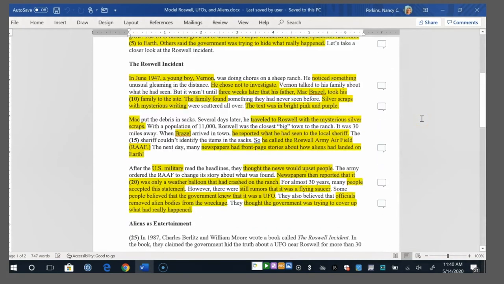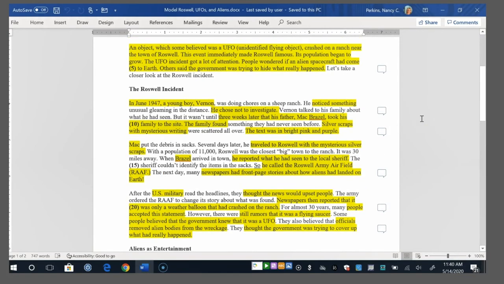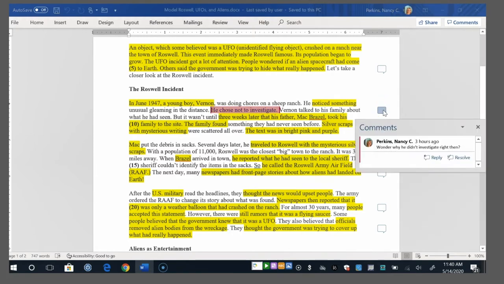The first section, the Roswell incident. In June 1947, a young boy, Vernon, was doing chores on a sheep ranch. He noticed something unusual gleaming in the distance. He chose not to investigate. My comment right there was, well, I wonder why. I wonder why he didn't go investigate right then.